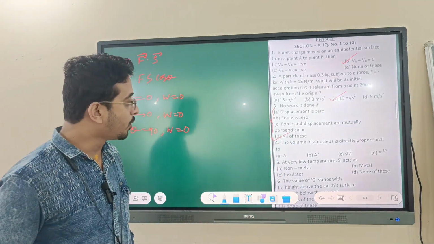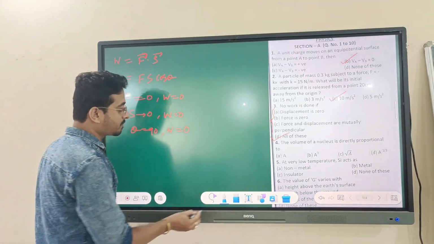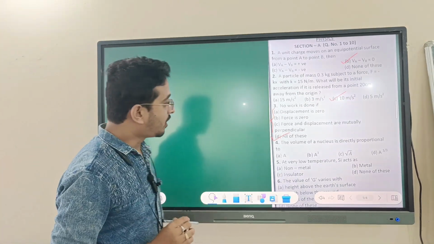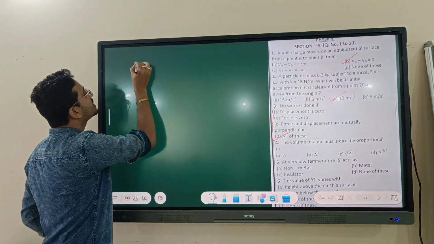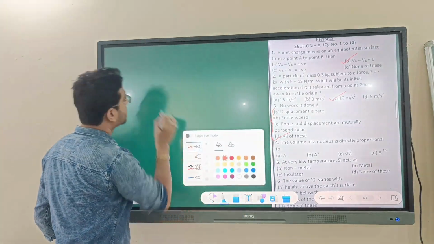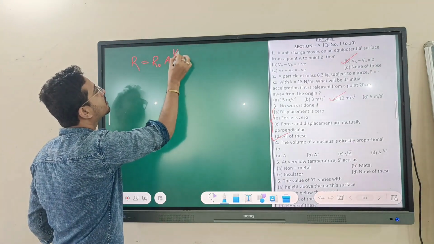Then number 4: the volume of nucleus is directly proportional to. This is a question from nuclear physics. We know that the radius of any nucleus R is equal to R0 A to the power 1/3.